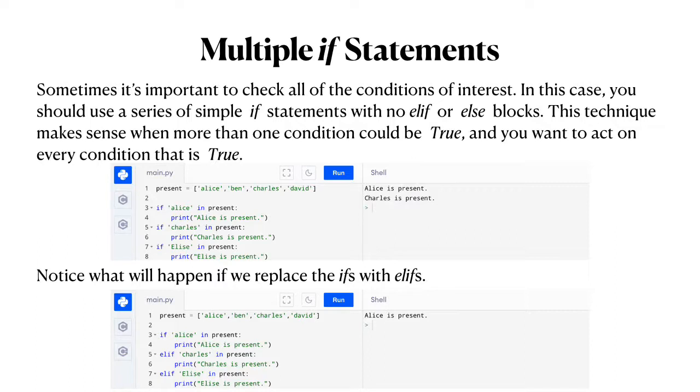Pero as you notice, wala man si Elise, no? So, ang true ani nga statement is only line 3 and line 5. Hence, if i-run ni siya nga code, ang mugawa sa shell is only Alice and Charles is present.